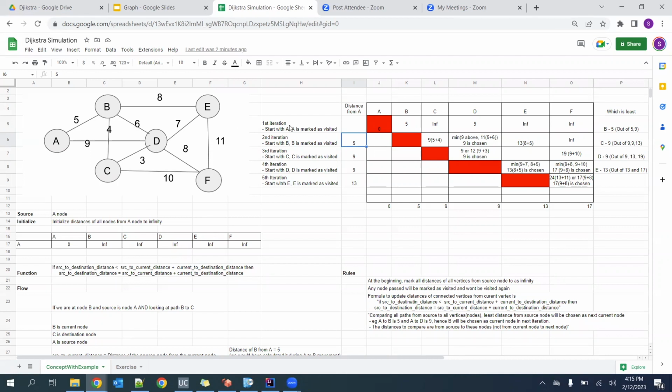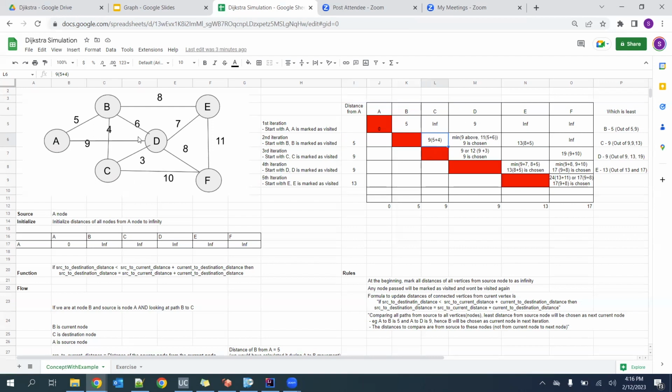Now we are at B, so we mark B as visited. A is visited now, B is visited. Now, what are the nodes connecting to B? B is connected to E, B is connected to D, and B is also connected to C. Let's calculate the distance between B and C. B and C is 4, and the current distance from source to B is 5. So the total distance from source to C becomes 9. Now this 9 is less than infinity, so we'll keep 9.